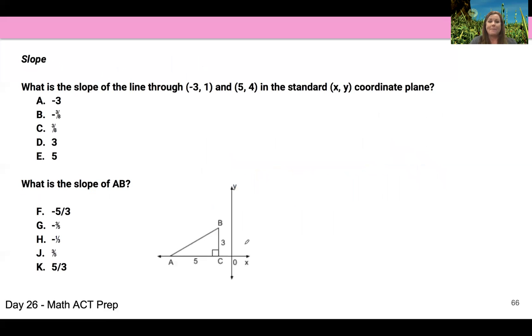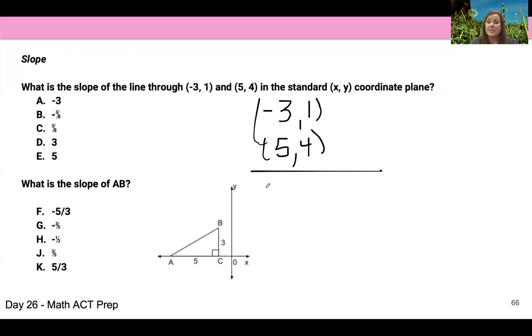Okay, let's get back. So the first one, what is the slope of the line? I'm going to stack my 2 coordinates. 5, 4. So -3 minus 5 gives me -8. 1 minus 4 gives me -3. I have to put my y, rise over my run. So I get -3 over -8. Negative over negative makes them positive. So the answer is 3/8.